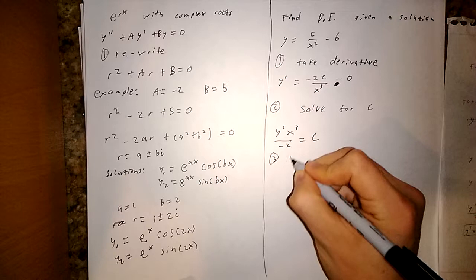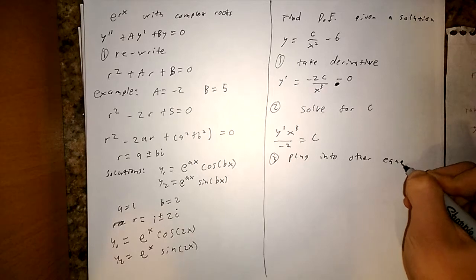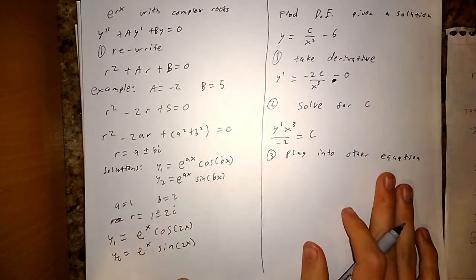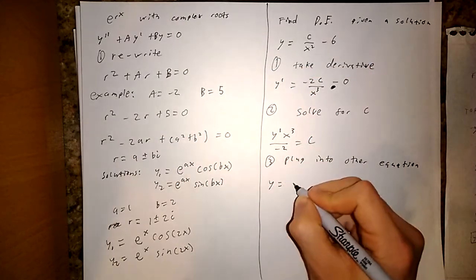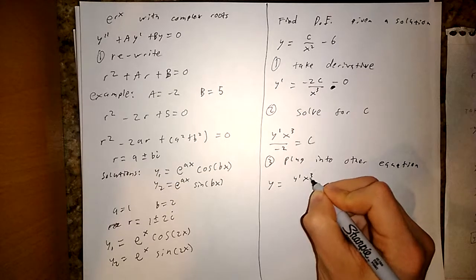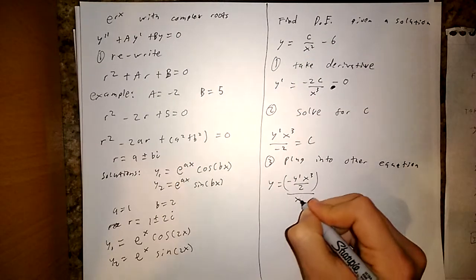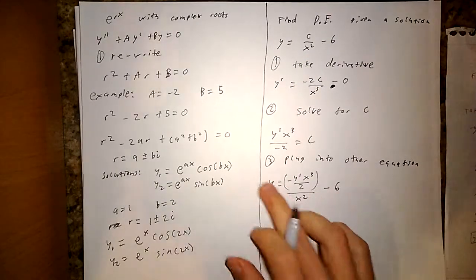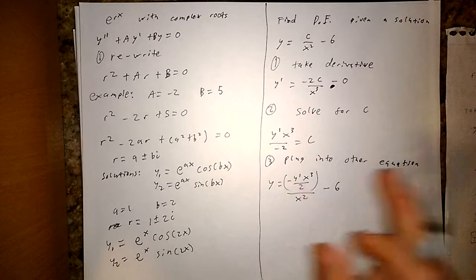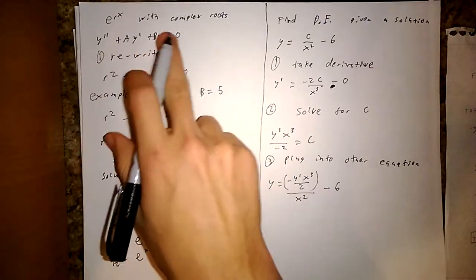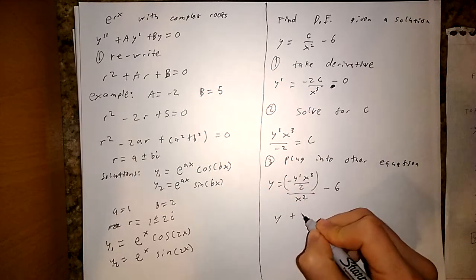Now we're going to plug into the other equation, the one we didn't use to solve for c. So we're going to plug it into the original. So y equals y prime x cubed, technically it's a negative, over 2, that's where our c went, which means we have to divide by x squared and we have to subtract by 6. Now, we want to have all our y's on one side and the constants on the other side, right? Just like this, equal to a number. So we're going to add this to the other side, and we're going to get y plus y prime.